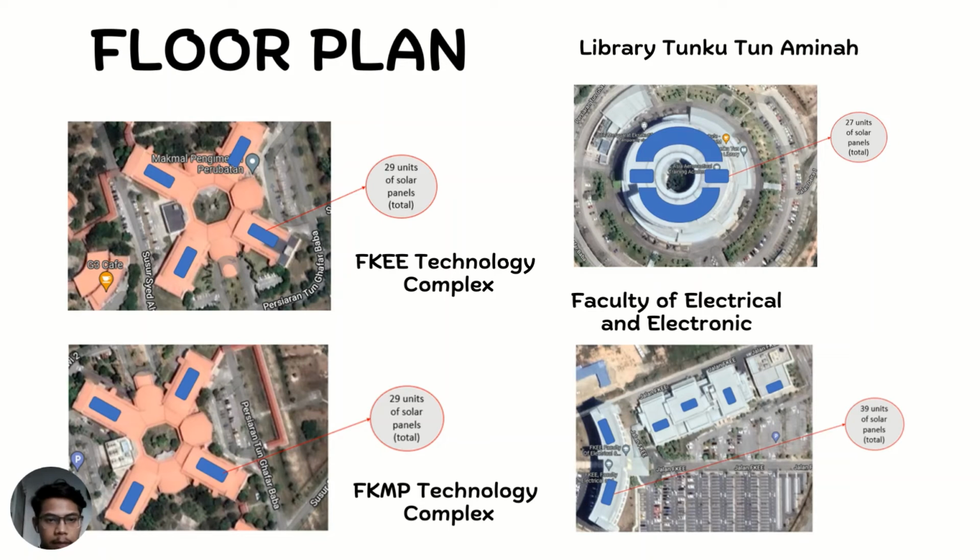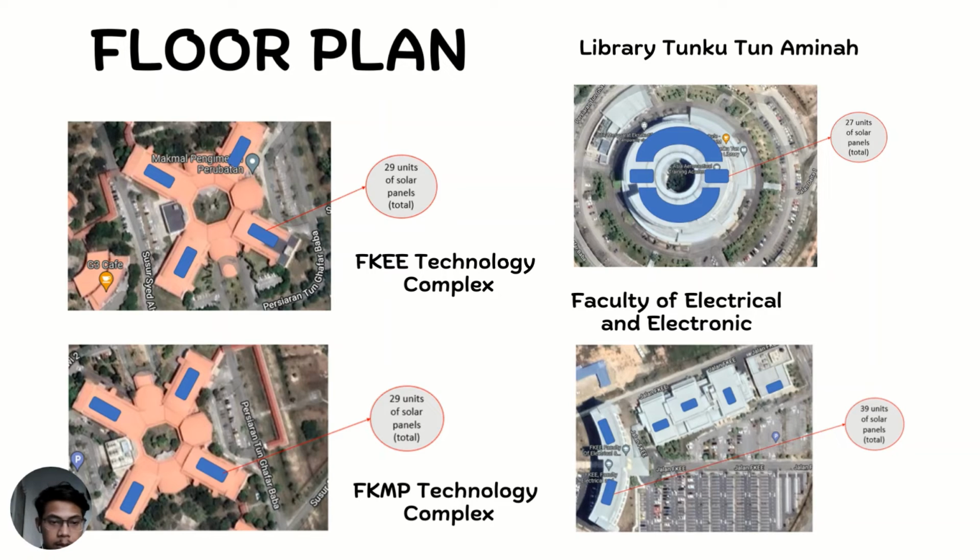The next one is about the floor plan. The floor plan for this project is related to 4 different types of building, which are FKE Technology Complex, FKMP Technology Complex, Library Tengku Tun Aminah, and also the building of Faculty of Electrical and Electronic. In this floor plan, it shows the units of solar panel needed for each building that will be installed with solar panels.